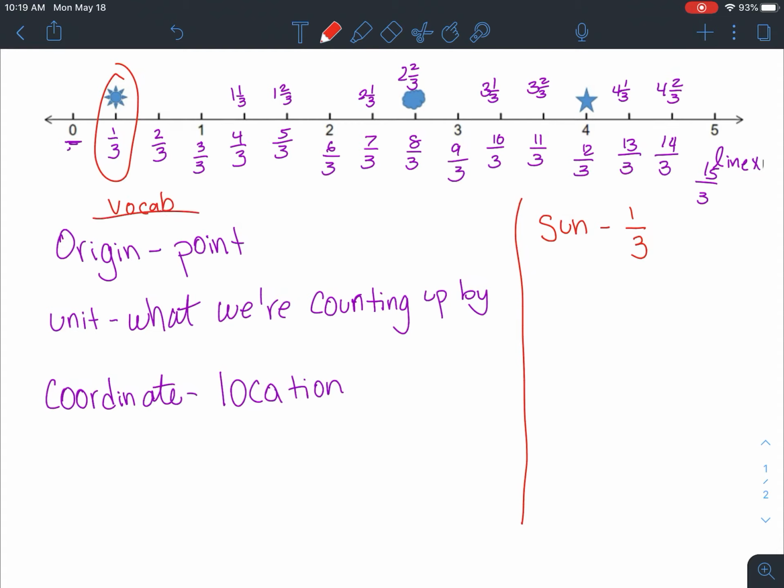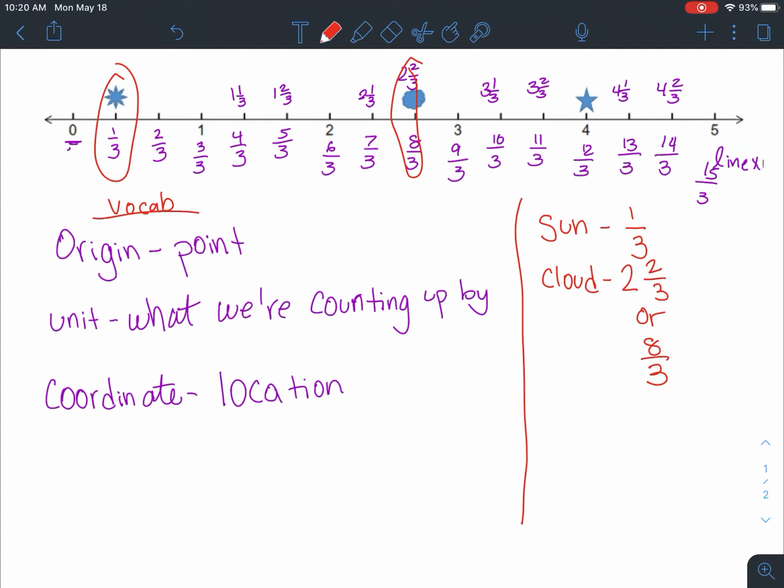Let's go ahead and try another example. Now, I'm looking for the coordinate of the cloud. Go ahead and look at line X and see where you find the cloud. I see the cloud right over here. The coordinate of the cloud is 2 2/3. Or if they were asking for the improper fraction, think about what else you could call this. That's right, 8/3. So I know the coordinate of the cloud is 2 2/3, or you could also say 8/3 if they were looking for the improper fraction.